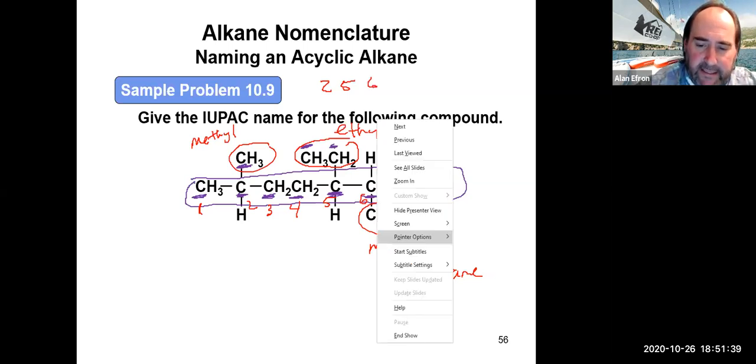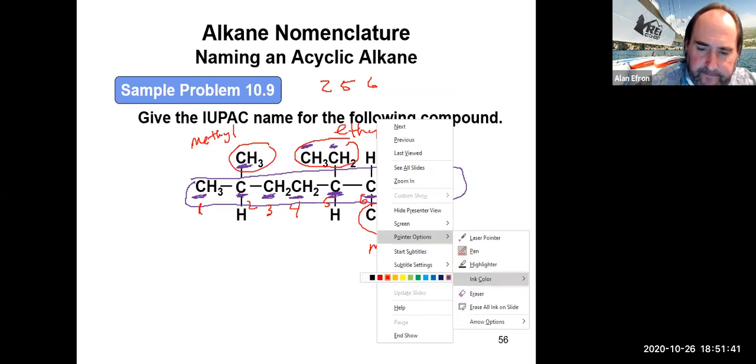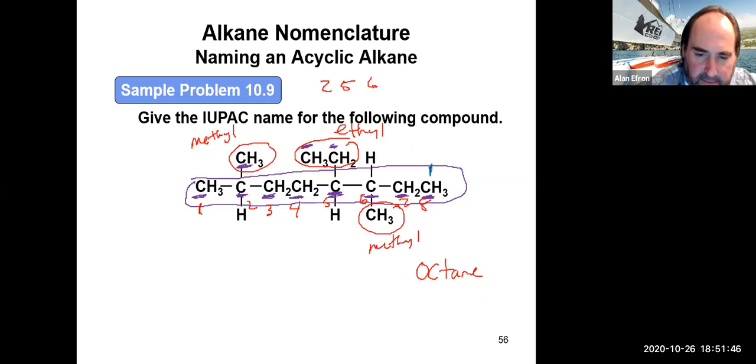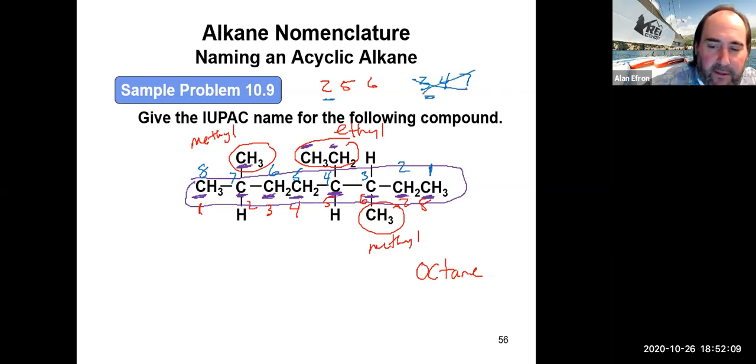Now, if we went right to left and numbered, this would be carbon 1, carbon 2, carbon 3, carbon 4, carbon 5, carbon 6, carbon 7, and carbon 8. Going in the blue direction here, we would have somebody at carbon 3, somebody at carbon 4, and somebody at carbon 7. It is the same rule here. 2 is less than 3, so we would not want to go this way. We would want to number the red way here.